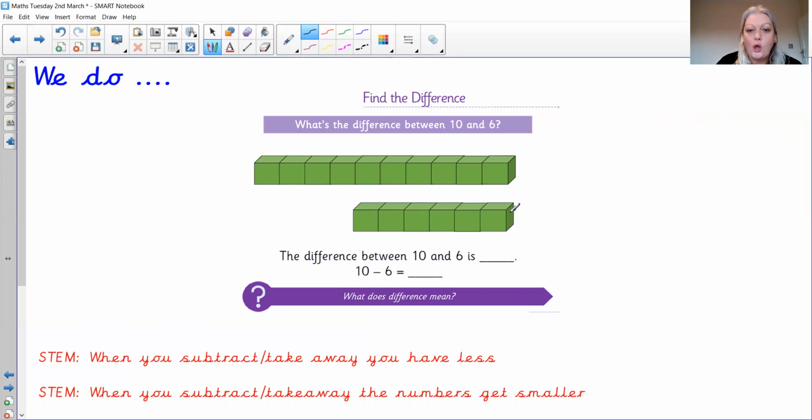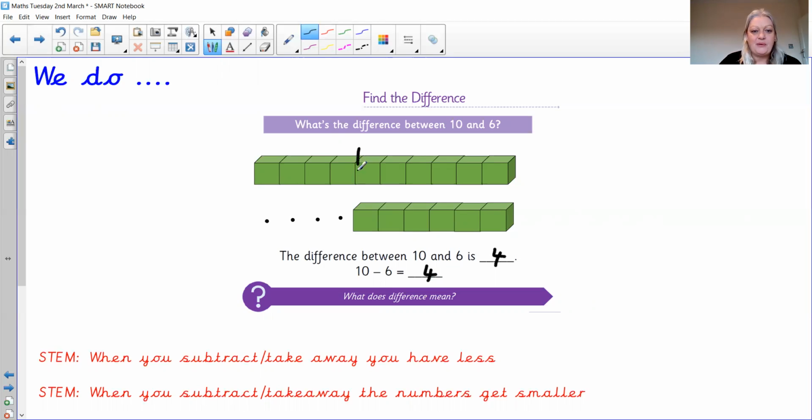let's count on. So if I've got 6 here and I need to get to 10, so I'm 6, then I'm going to go 7, 8, 9, 10. You're right. The number bond 4 and 6 make 10. So 10 take away 6 equals 4.